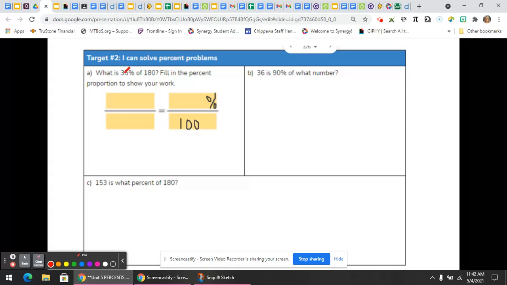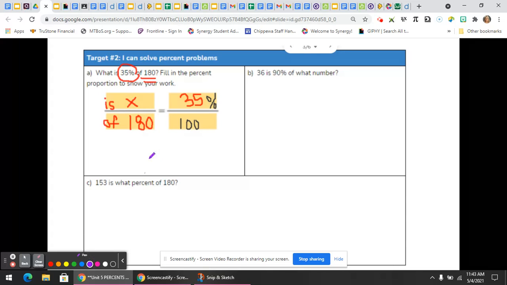So here it says, what is 35% of 180? Fill in the percent proportion to show your work. Right away I see 35% and I know that the 35 must go along with that percent sign. Percents are out of 100, so the right-hand side is all complete. On the left, we use is as our part, and we use the word of to help us find the whole. Notice that of 180, we do know, so the 180 must go on the bottom. We do not know the is, that is missing.